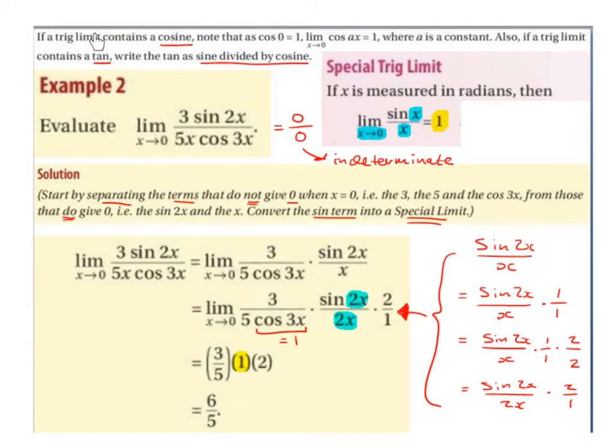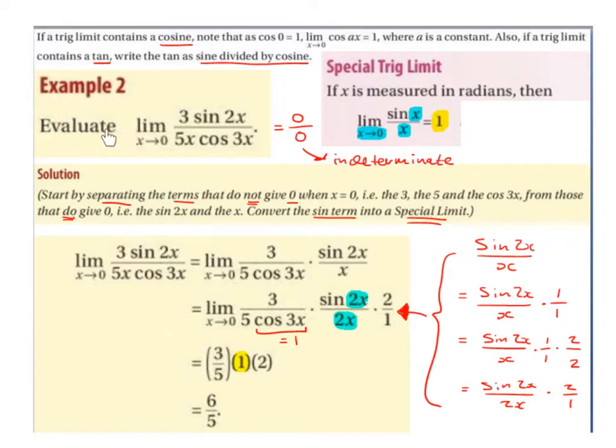If a trig limit contains a cosine, note that as cos 0 equals 1, the limit of cos ax is equal to 1 as x approaches 0, where a is a constant. Also, if a trig limit contains a tan, write the tan as sine divided by cosine, so sine over cos.